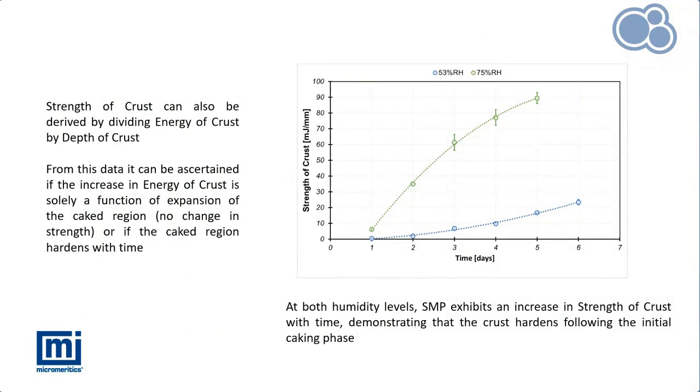We can then pull out and evaluate the strength of the crust. So take the energy of the crust divided by depth gives us the strength of the crust. And from that we can then determine if the increase in the energy is purely down to the caked region becoming larger, or if that caked region is hardening over the course of time. So we see that in both cases the strength of the crust is increasing, more so as you might expect for the 75% RH. And so what that tells us is that in both instances the crust is hardening over the storage period.